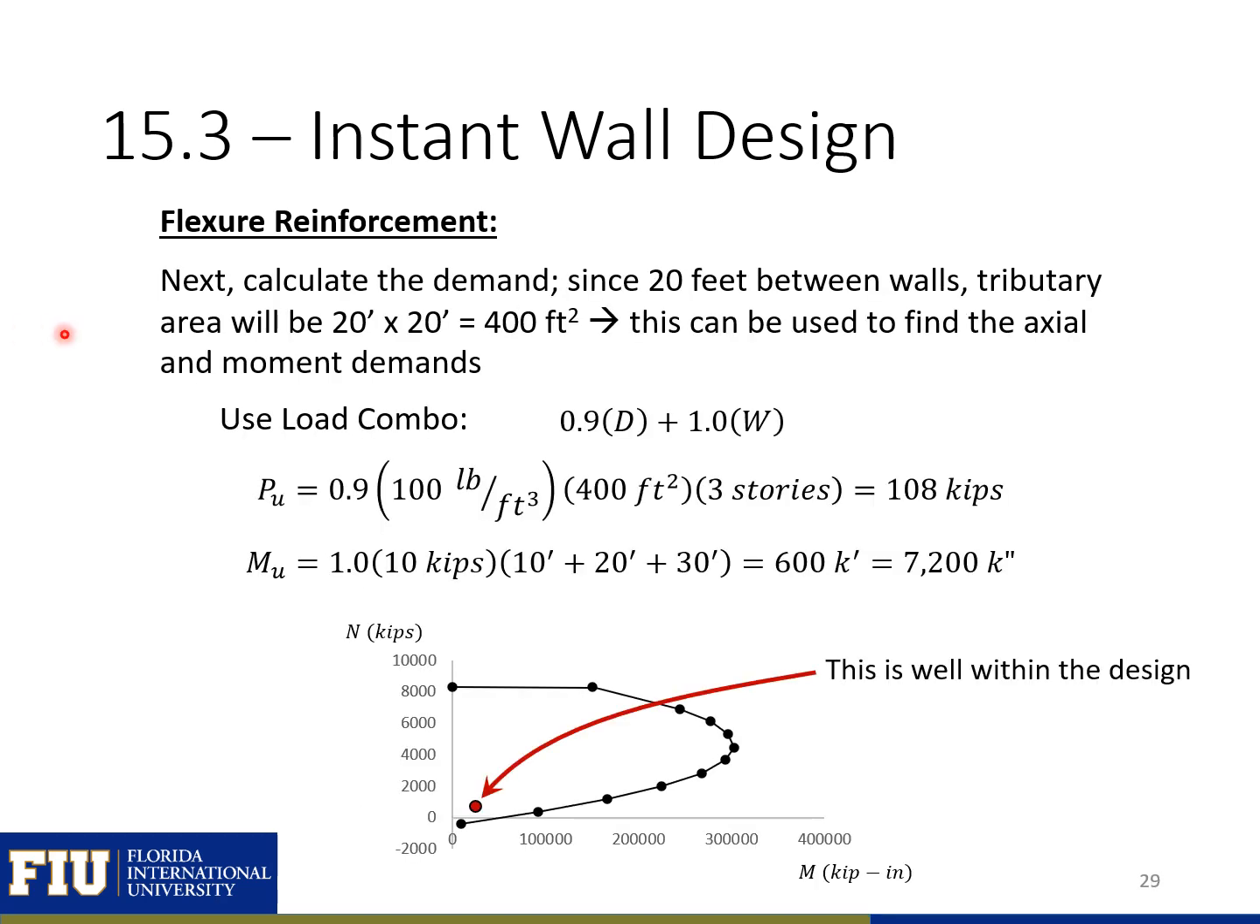We next need to calculate the demand that will be placed on the wall. We'll do that using our approximate tributary areas of 20 feet by 20 feet, or 400 square feet. So with our dead load, our live load, and the load combinations that we said we were going to use, we'll get an axial load here of 108 kips and a moment here of 7,200 kip-inches. We can plot that on our moment axial interaction diagram and see that we are within our diagram. So our design is sufficient for our flexure.